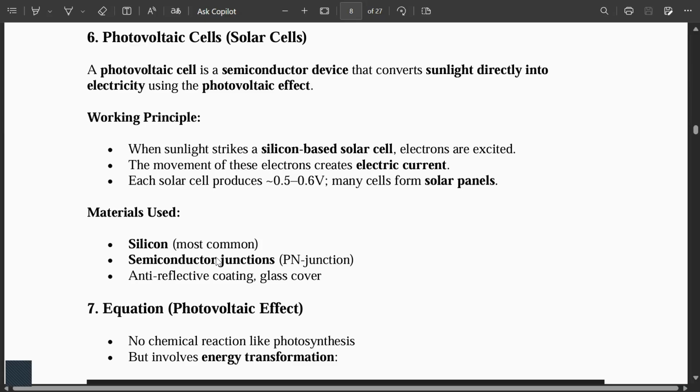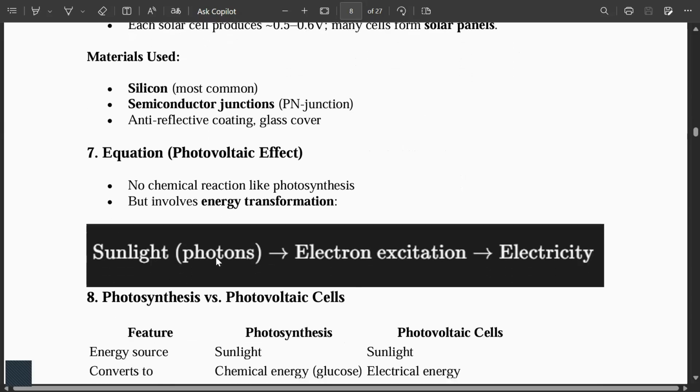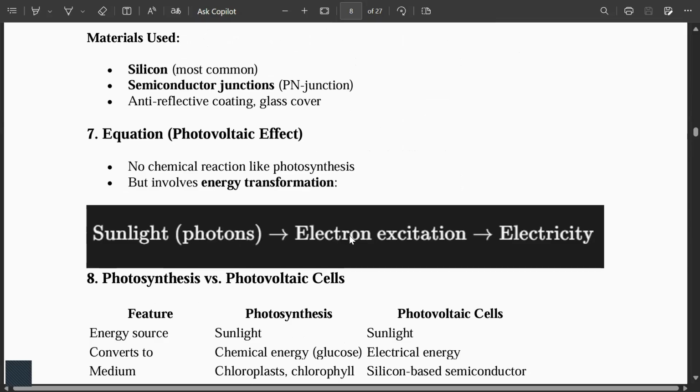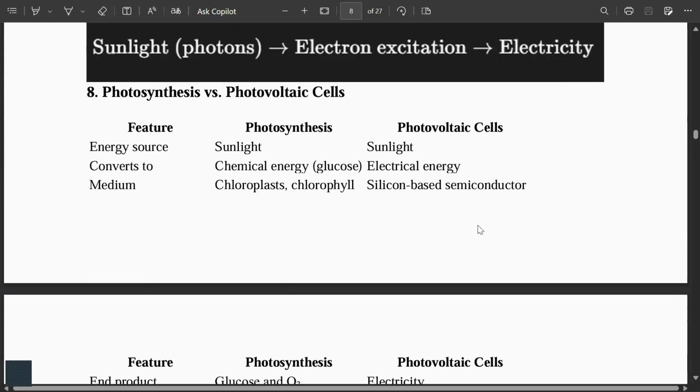Many cells form the solar panels. Materials used here are silicon, a P-N junction, an anti-reflective coating, and a glass cover. This is the equation: sunlight where photons get excited, so electron excitation occurs and electricity is generated. You can compare photosynthesis and photovoltaic cells.